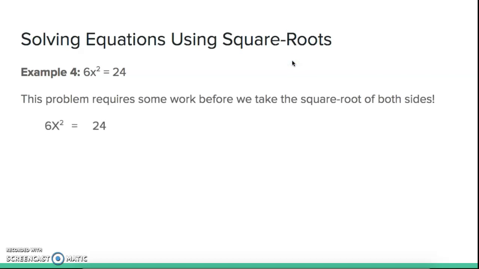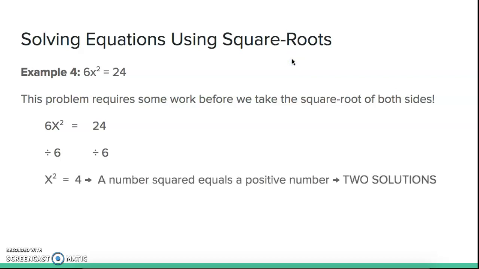In this case, we just have a number in front of x squared. So that means we have multiplication. To undo that multiplication, I'm going to divide both sides of the equation by 6. And this gives me x squared is equal to 4.